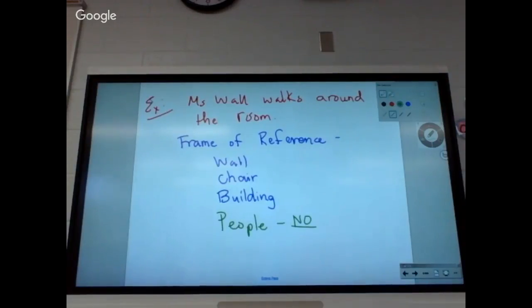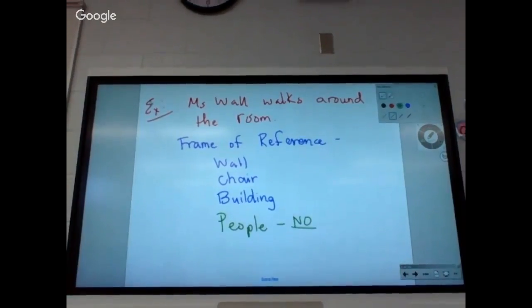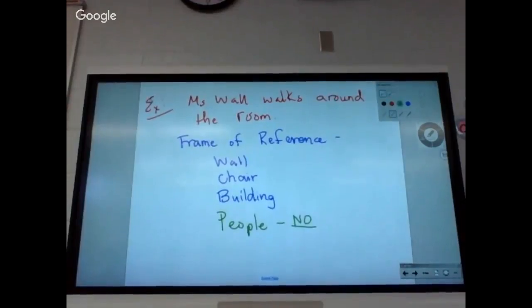Is the chair moving? No. Okay. Is the building moving? Is this table here moving? No. So, the other objects are stationary. All right. Or they appear stationary.